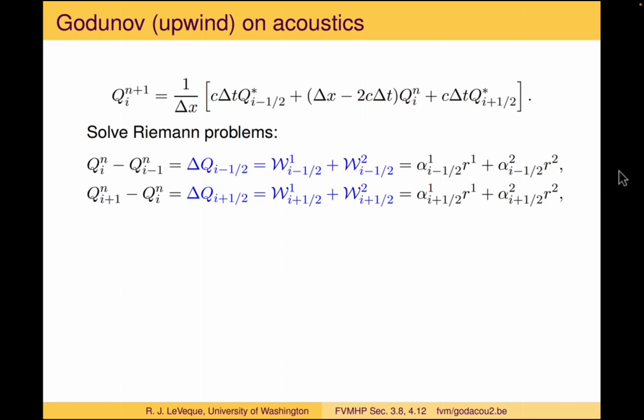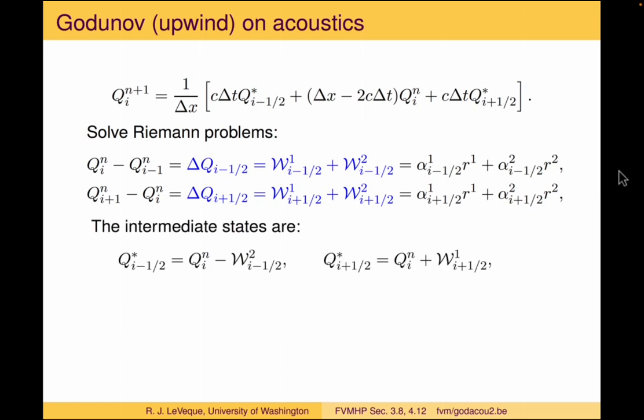So another way to write that again is a little more natural in terms of implementing it, and that extends better to more systems, is to think of it in terms of solving the Riemann problems, so that we decompose each jump in Q into these waves, which are proportional to eigenvectors, and then we can write the intermediate states in terms of those waves.